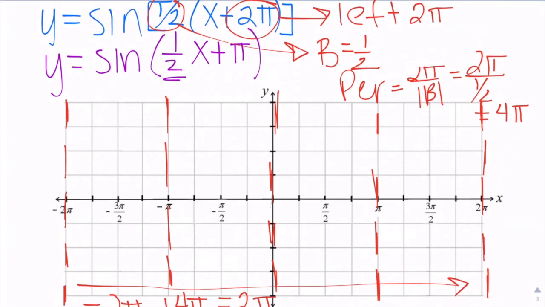Now if we graph this, we still follow the same pattern. We start at the midline, then go up, back to the midline, down, and back to the midline, and then you connect with a smooth curve.